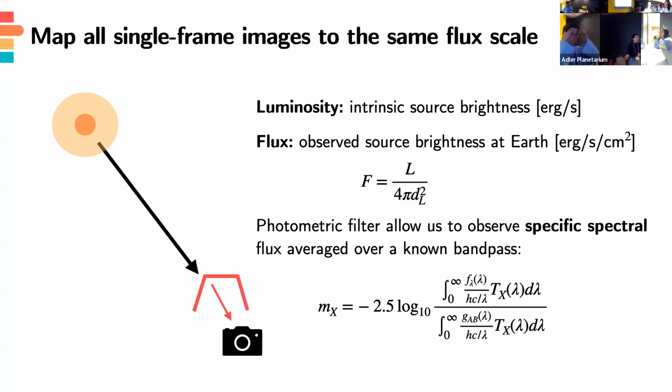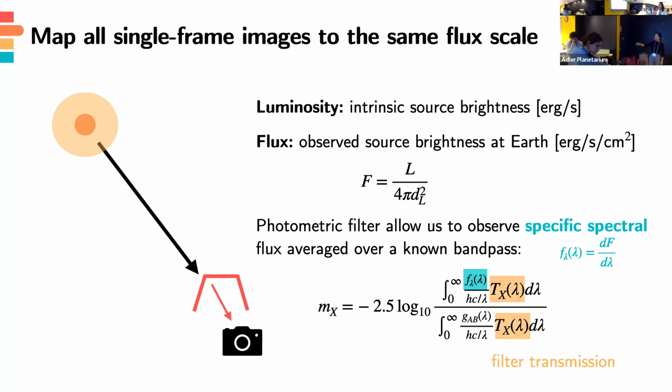We also have a photometric filter. So when we look through a CCD, or when we look at CCD images, we're looking through some bandpass. And our filter allows us to observe a specific spectral flux averaged over a known bandpass. Here is an equation that looks more complicated than it is for the magnitude seen in a specific bandpass. I'm going to break it down like so.